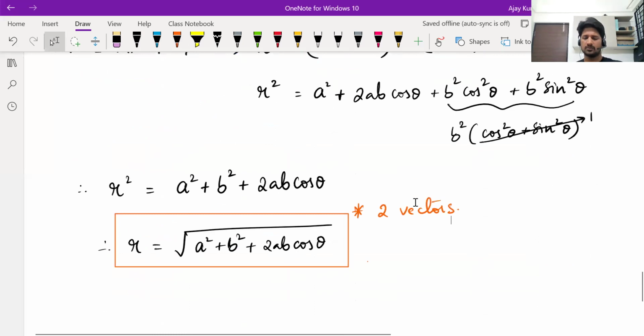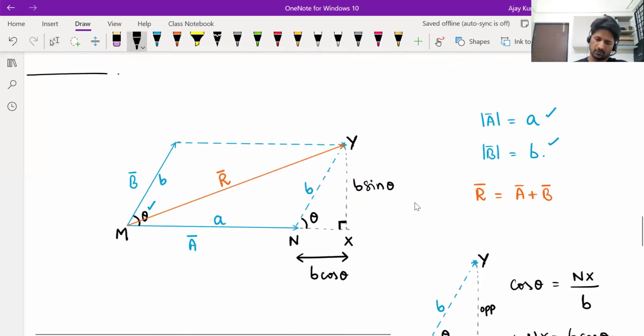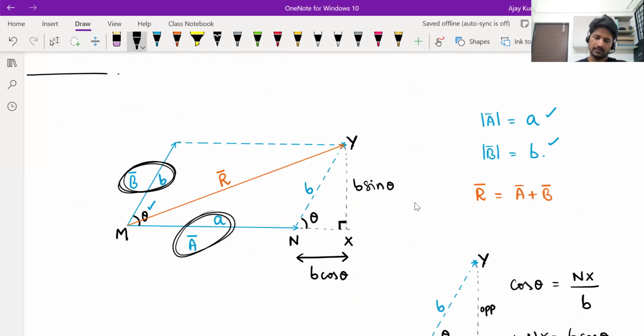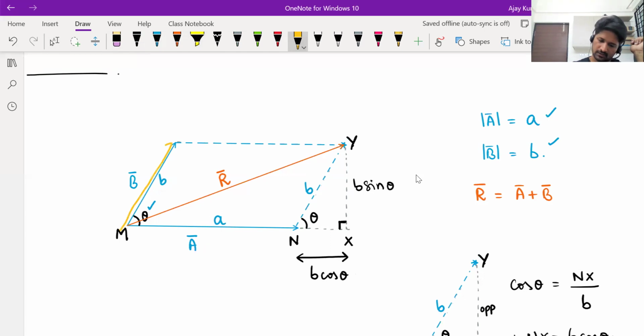Okay, so small a here was the magnitude of the first vector, and small b was the magnitude of the other vector, and theta was the angle between them. And remember, the angle between two vectors must be taken only when their tails are put together. You can't put one tail and one head together and call that the angle between the vectors. Like in this diagram itself, you see, I'll draw in yellow. This vector is b. This vector is a itself.